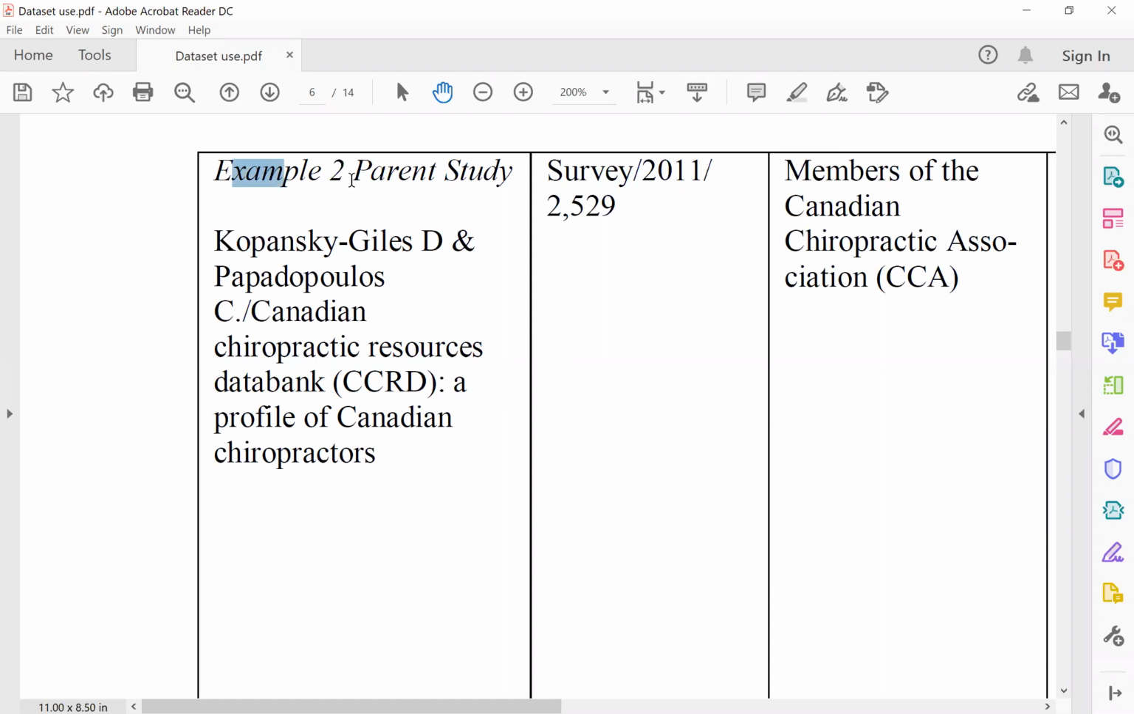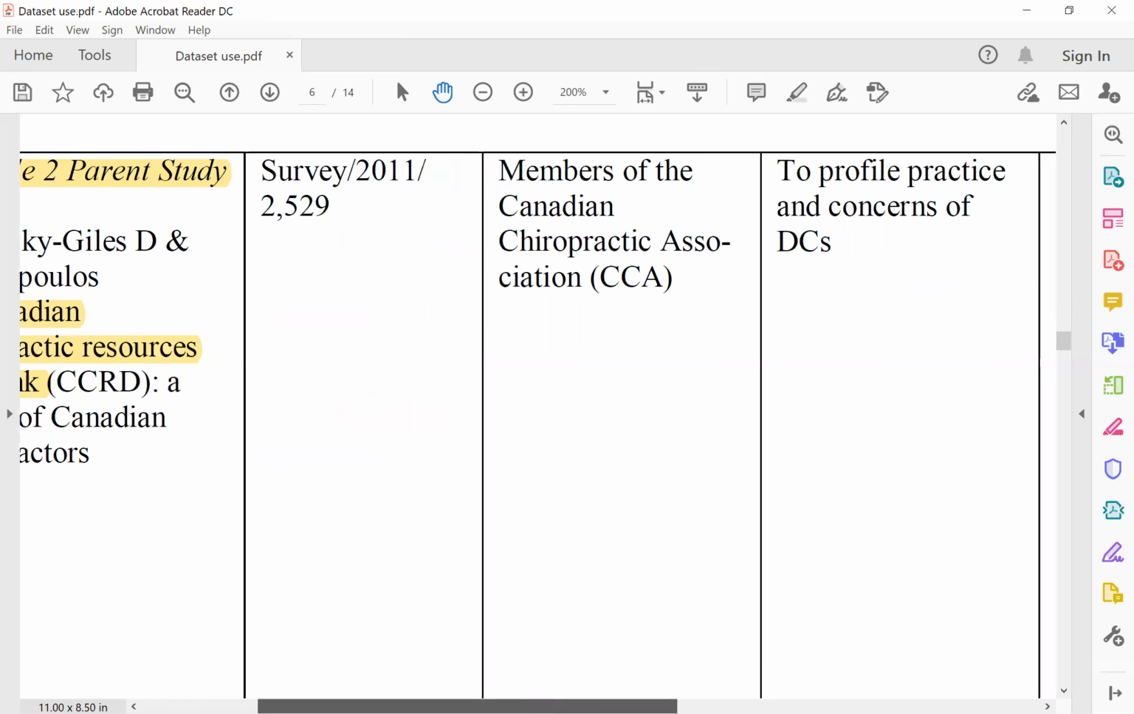Example 2 of the parent study: the Canadian Chiropractic Resources Data Bank, profile of Canadian chiropractors. It was a survey in 2011, and the sample is 2,529.